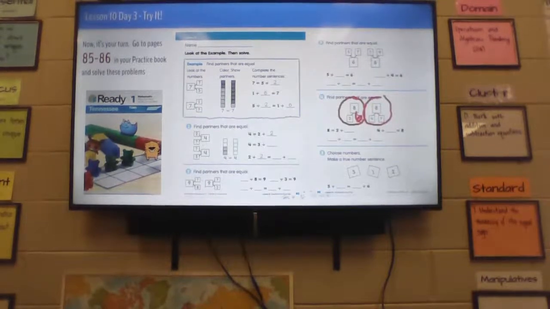6. We're on this side. Yeah, this is where we are. All right. So what's going to go on the other number bond, Serenity? 4. Yep, because 4 plus 4 equals 6. Oh, I mean, equals 8.